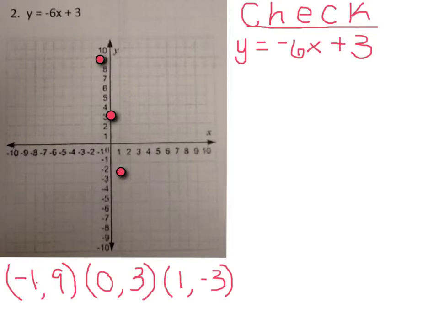The first thing I am going to do is plug in my first coordinate, which is negative 1, 9. My 9 is my y value, and my -1 is my x value. My equation now reads 9 is equal to -6 times -1 plus 3. If I follow order of operations, I will do my multiplication first, which -6 times -1 is a positive 6.